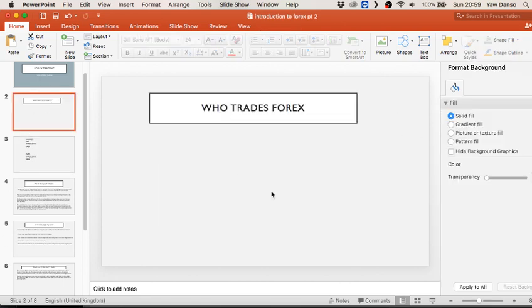So, back to what I was discussing. Now we know who trades the forex market. We have the major banks, like I've just explained. We have the medium banks, and then we have the brokers that we're going to trade through, which at the moment, I'm trading through a company called IC Market. They trade the market as well. And then we have the hedge funds.